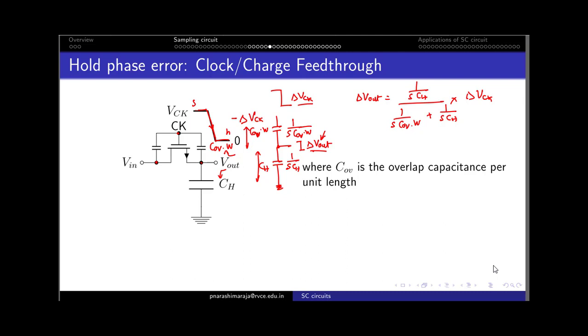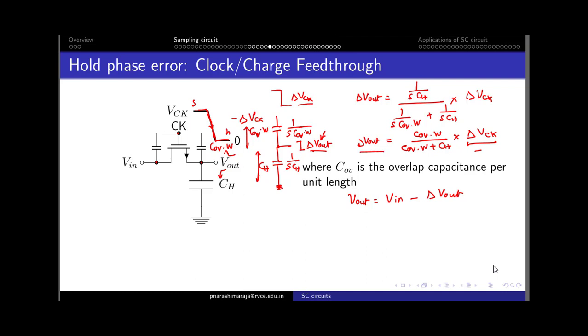Yeah, so now after eliminating all these common terms, one would end up having this change. The delta VCK in general will have a negative value, due to which ideally during the hold phase our Vout should have the value of Vin that we had just before the hold phase. But due to this clock feed through impact, this value would get reduced by this delta Vout, and the magnitude of this delta Vout is expressed here.